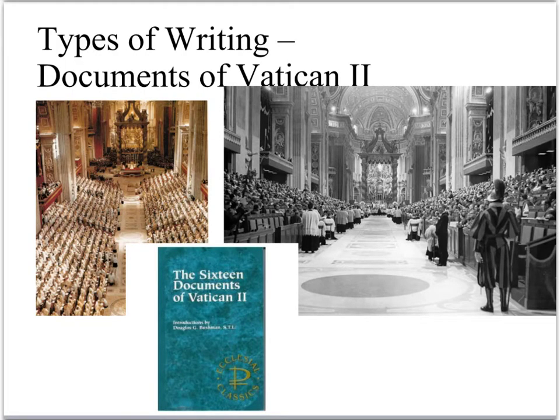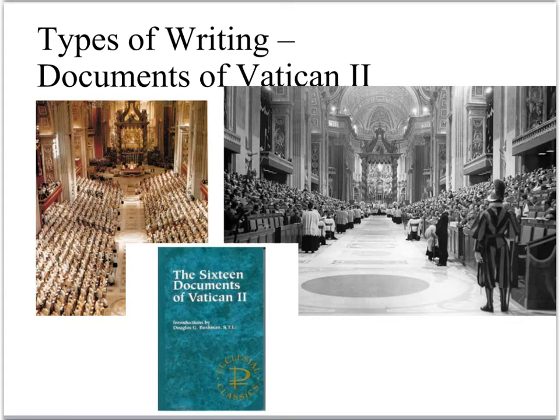We're going to talk about 5 different types of writing that church leaders use to try and give guidance to church members about what to do in particular issues, or offer advice. So here we go. The first type of writing we're going to look at are the documents that were produced from the Second Vatican Council. And this refers to a specific set of meetings that happened starting in 1962 and ending in 1965.